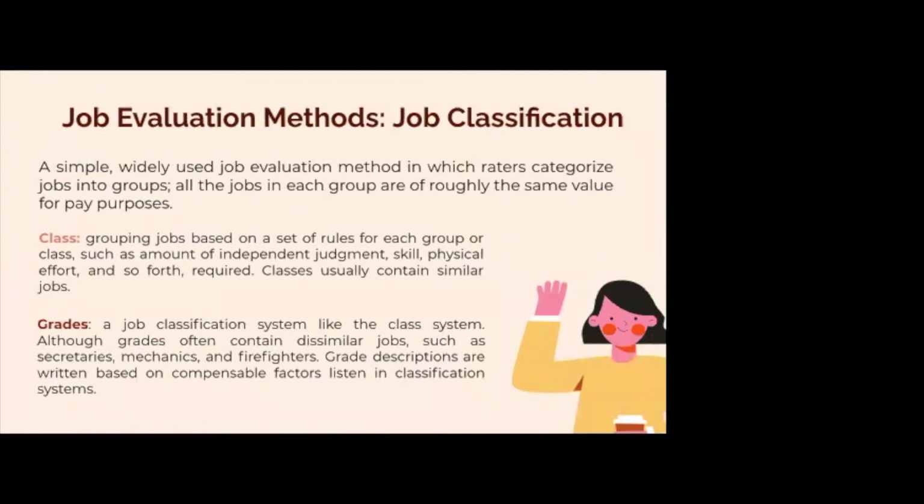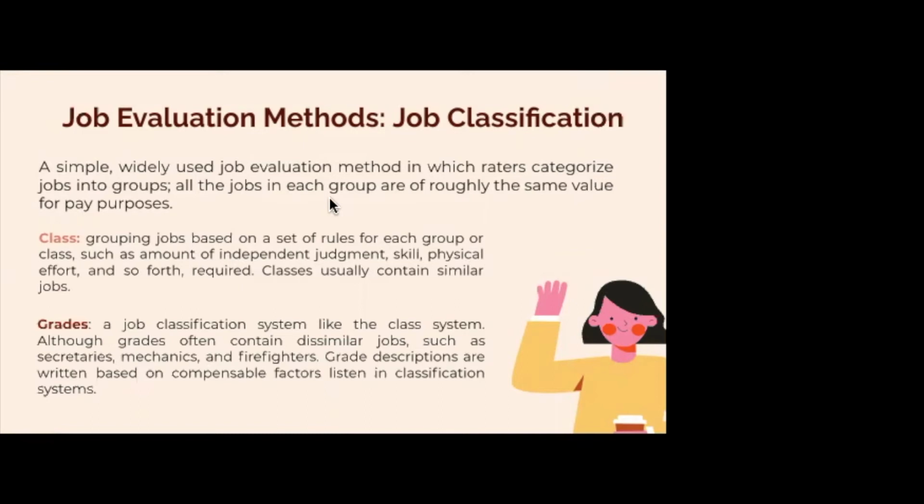The next job evaluation method is job classification. Job classification is a simple, widely used job evaluation method in which raters categorize jobs into groups, and all the jobs in each group are of roughly the same value for pay purposes. We can see that a class is a grouping of jobs based on a set of rules for each group or class, such as amounts of independent judgment, skill, physical effort, and so forth required.